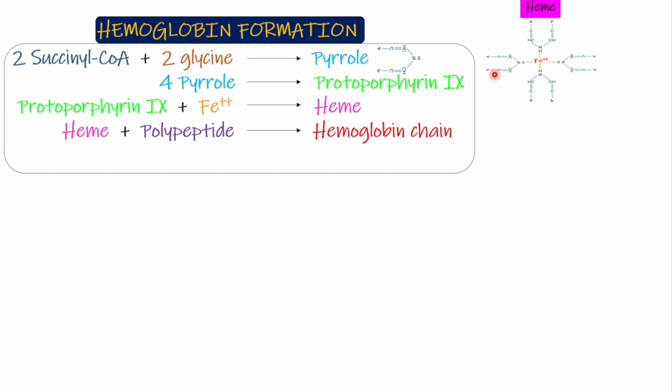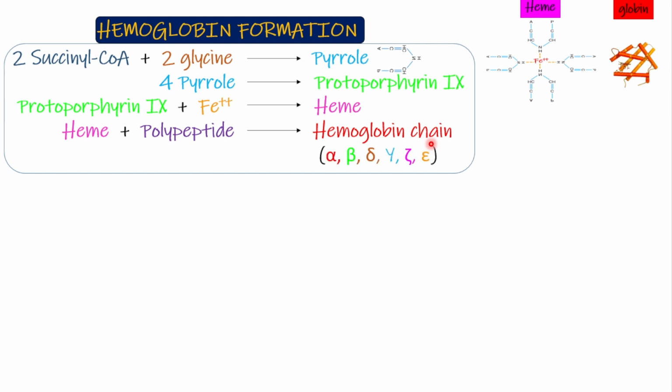So this is a pyrrole, and 4 pyrroles are collectively forming a protoporphyrin 9 ring, and the protoporphyrin 9 ring along with iron forms heme. Now heme along with a globin, which is basically a protein, a polypeptide, will form a hemoglobin chain. Okay, so this is one hemoglobin chain.